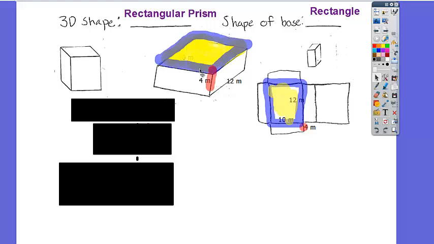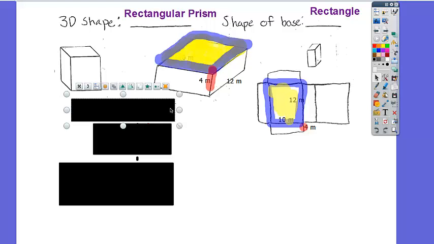Remember, we colored the base yellow, we outlined the base in blue, and then we shaded the height of the figure red. So just to keep in mind, the height always needs to be the distance in between the two bases on a prism, even if it's sitting on its side. So this rectangular prism is not, though. This rectangular prism is sitting on the base, and the base is a 10 by 12 rectangle.